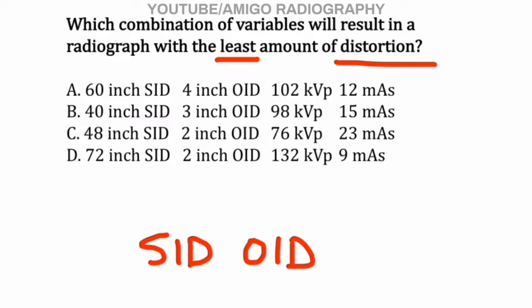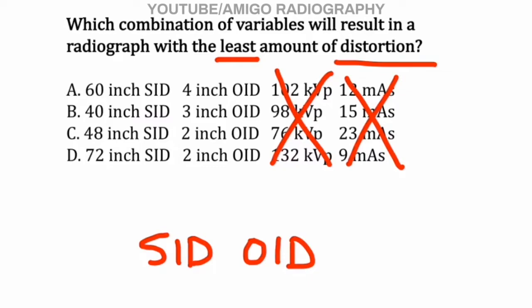So as often happens, there's a few variables that we can immediately eliminate. We don't even need to look at them to answer this question. kVp does not at all affect distortion, and mAs does not affect distortion. Remember, distortion is a misrepresentation of the size or shape of the object that we're imaging. kVp and mAs don't affect that at all. But SID does and OID does.